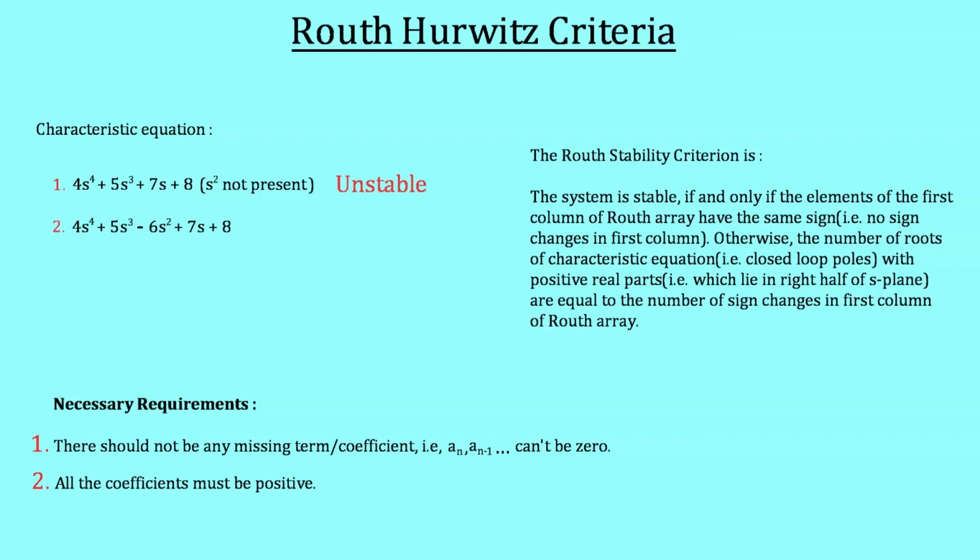Let us take another example. Here, in this characteristic equation, the third term is negative, which is minus 6s^2. Negative coefficients are also not possible. Therefore, this is also unstable.